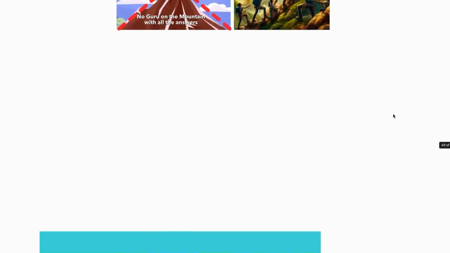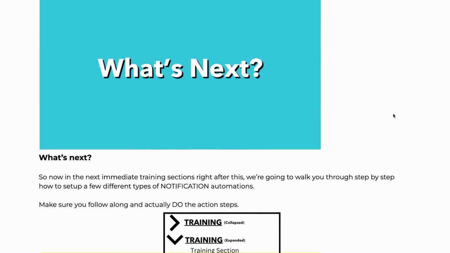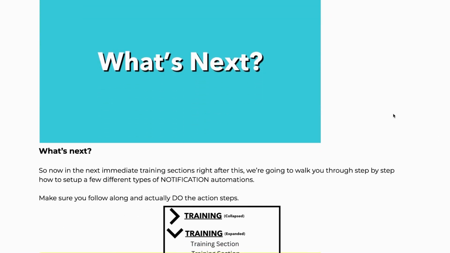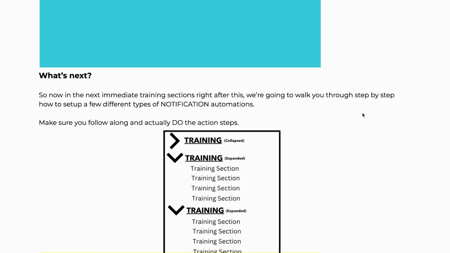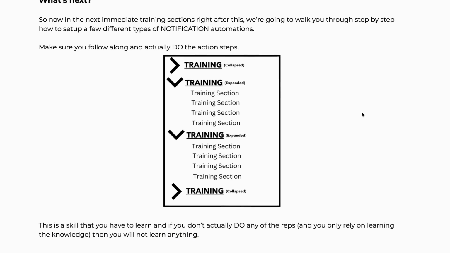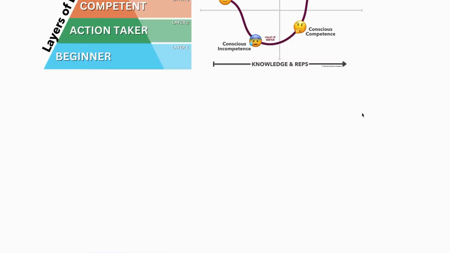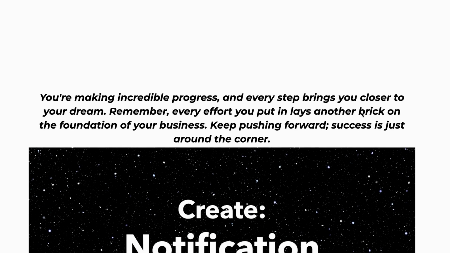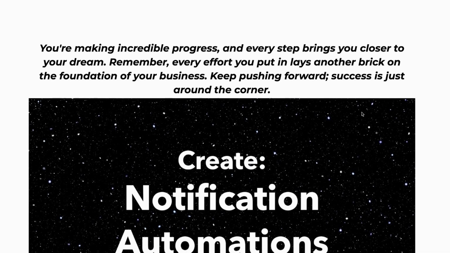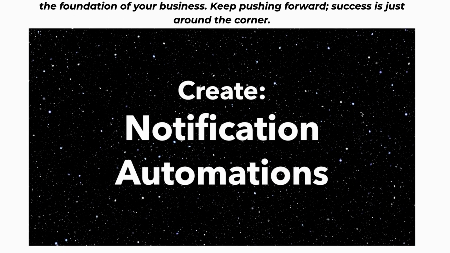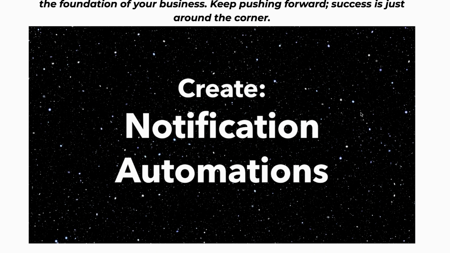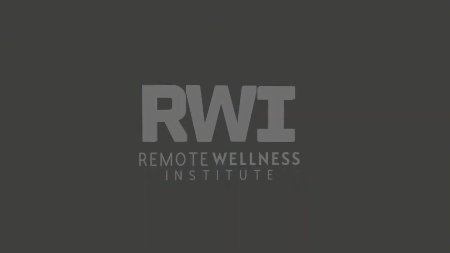Okay. So what's next right after this training section? Right after this, we're going to jump into some of the basic, initial, primary, fundamental notification automations that you can build. And we're going to walk you through them step by step inside of those training sections. So make sure you actually do the action steps that we're going to directly follow right after this. You're doing a phenomenal job. You're making amazing progress. Keep up the effort. This is literally laying brick by brick the foundations of your business. So keep on pushing forward. Success is just around the corner. Ladies and gentlemen, this has been the intro for creating notification automations. We're going to catch you in the next training section. We're going to help you actually build these automations now.